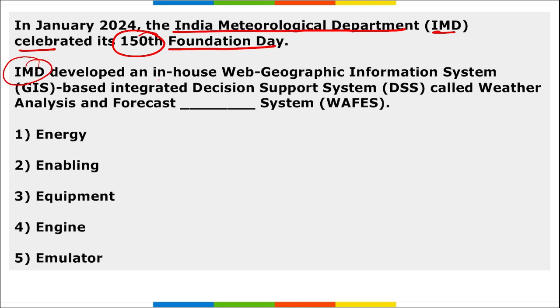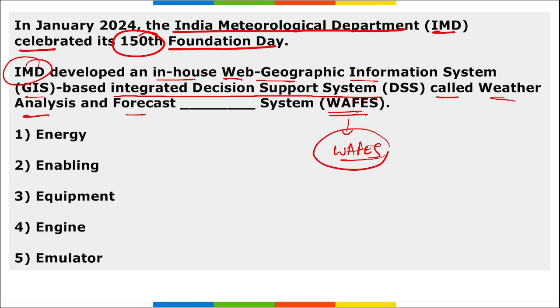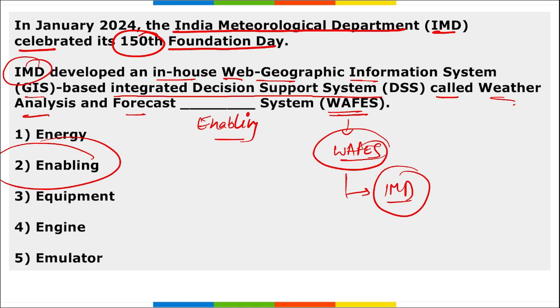Next. IMD, the India Meteorological Department, celebrated its 150th Foundation Day. Here, IMD developed an in-house web geographic information system based integrated decision support system called Weather Analysis and Forecast Enabling System. So basically, this WAFES was developed by IMD. This is an in-house web geographic information system, right? Now the question asked here is, what is this integrated decision support system called? It is called WAFES. What is the full form of WAFES? Weather Analysis Forecast Enabling System, right? Mark this.